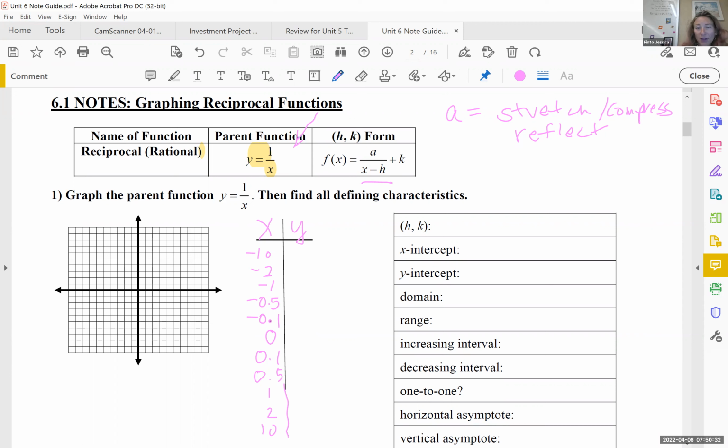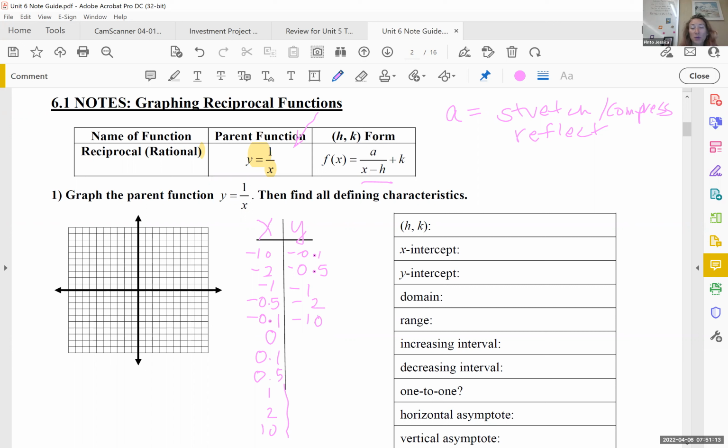And so if you don't have a calculator, you definitely want to grab one to fill these in. So 1 divided by -10 is -0.1, according to your calculator. 1 divided by -2 is -0.5. 1 divided by -1 is -1. That one was easy. But then 1 divided by -0.5, that's -2. And then 1 divided by -0.1 is -10.